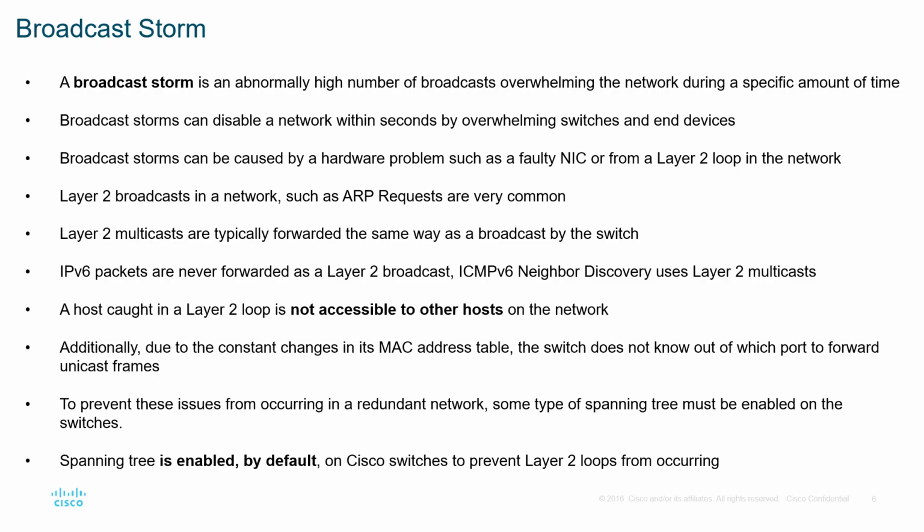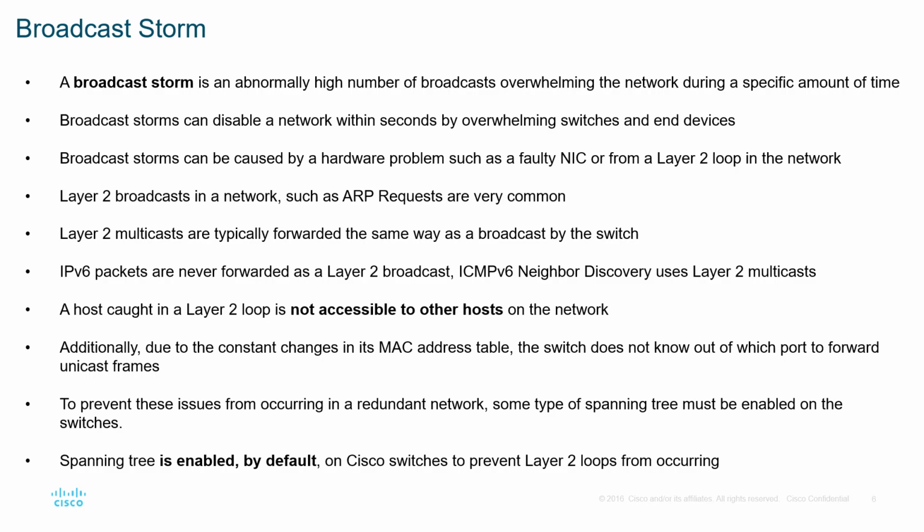Layer 2 broadcasts in a network such as ARP requests are very common. Layer 2 multicasts also are typically forwarded the same way that a broadcast is by your switch. IPv6 packets are never forwarded as a layer 2 broadcast. ICMPv6 Neighbor Discovery uses layer 2 multicasting.